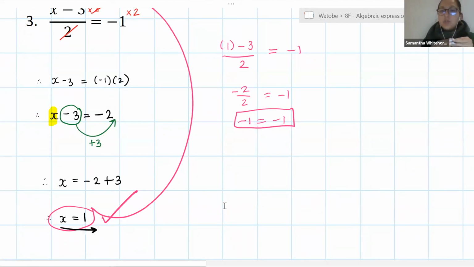You do write the 1 because it is the value for x. It's not like an expression where we can have the imaginary one and not write it. It's an equation. You're telling me what value x has. So you do need to write x equals 1. That's very important.